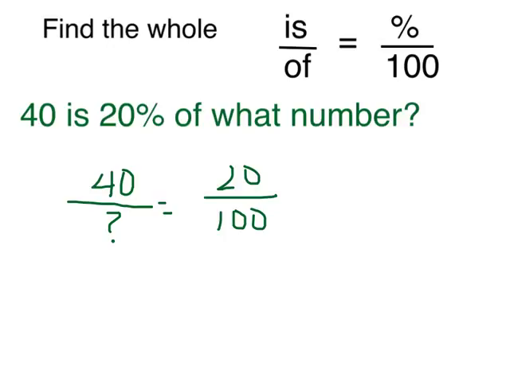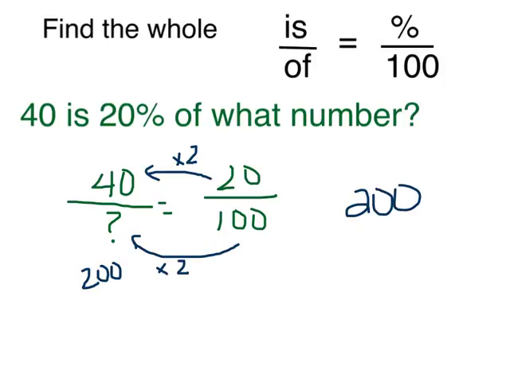That will help us understand what this equivalent fraction is going to be. Well, if I work backwards, I can see that 20 turns into 40 by multiplying by 2. So I'm going to do the same thing on this side. At the bottom, multiply it by 2. So 100 times 2 is 200. So 40 is 20% of 200.